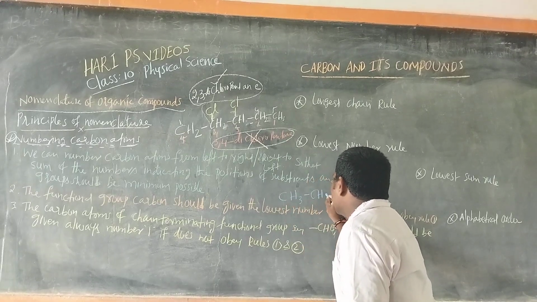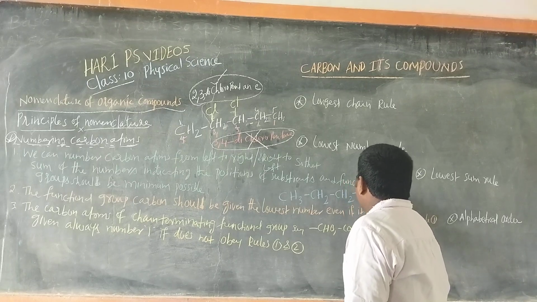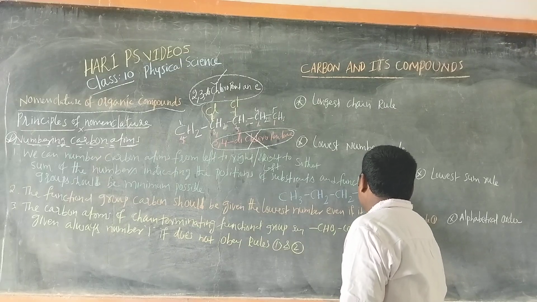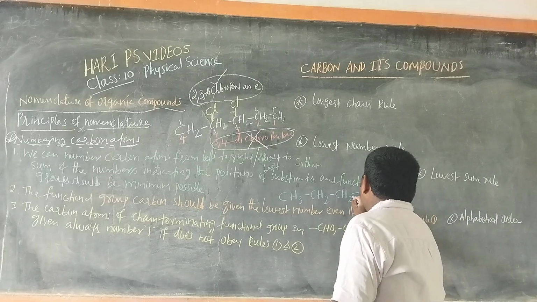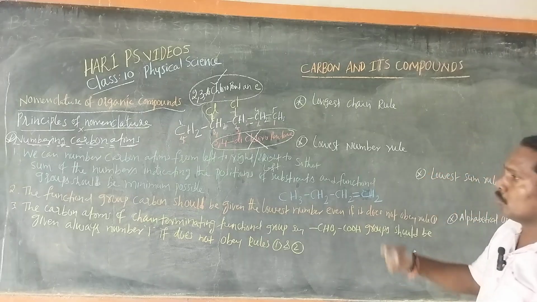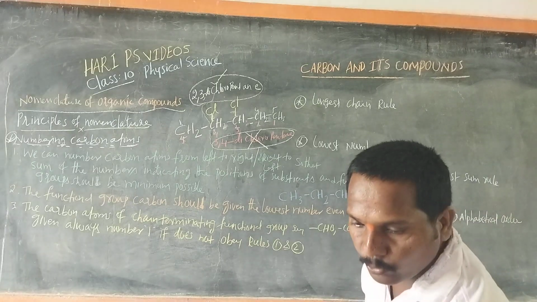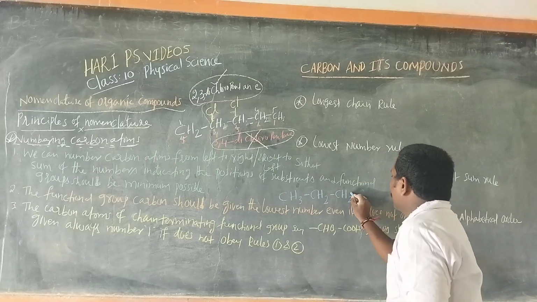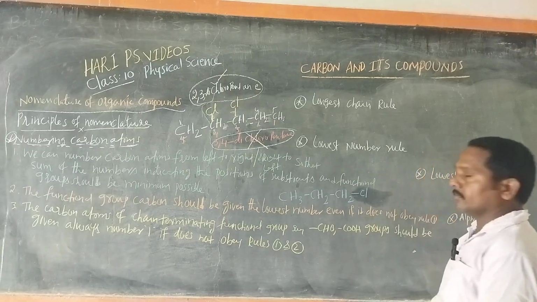CH3, CH2, CH2, OH. After we have taken OH, then we can take chlorine also. For example, we can take CH2, a functional group or whatever, no problem. You can take chlorine, CH, chlorine.